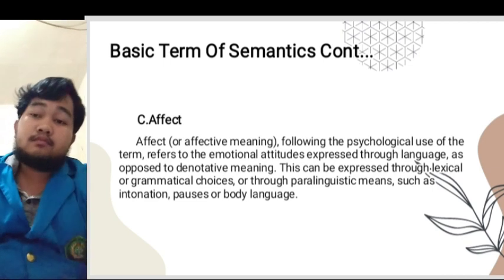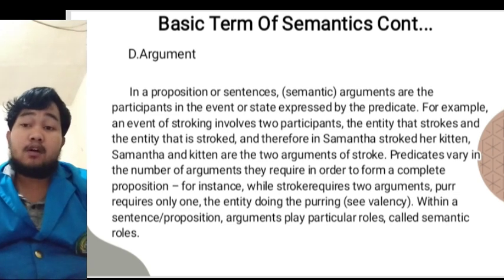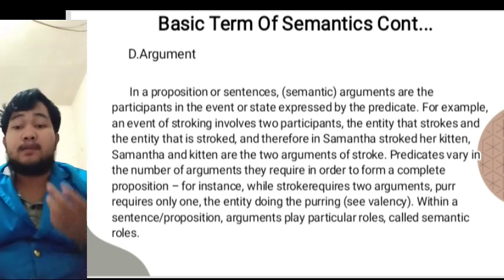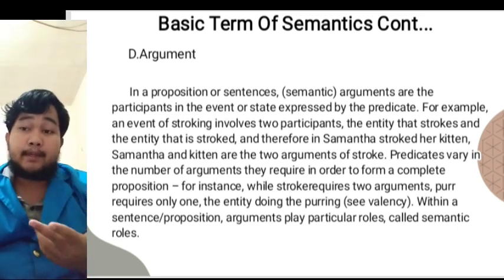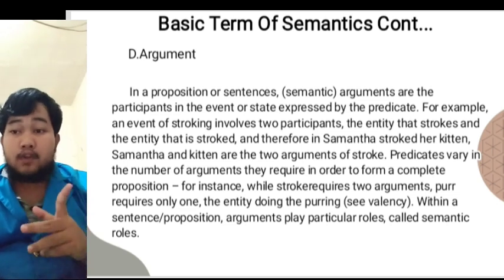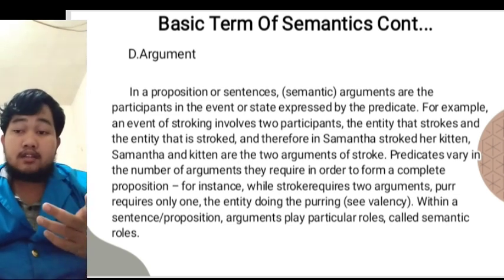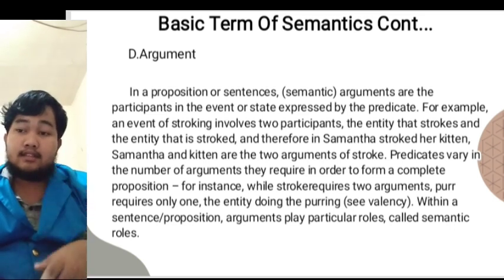The next one is argument. In a proposition or sentence, arguments are the participants in the event or state expressed by the predicate. For example, an event of stroking involves two participants, the entity that strokes and the entity that is stroked. And therefore, we can take one example. Samantha stroked her kitten. Samantha and kitten are two arguments of stroke.